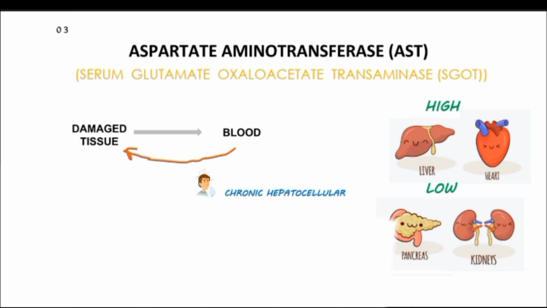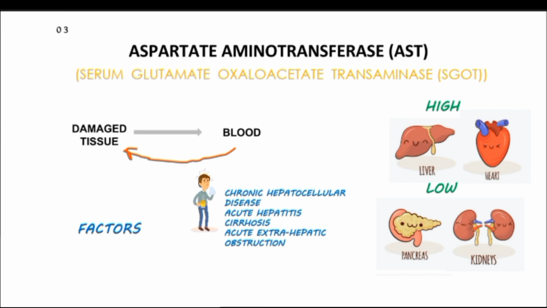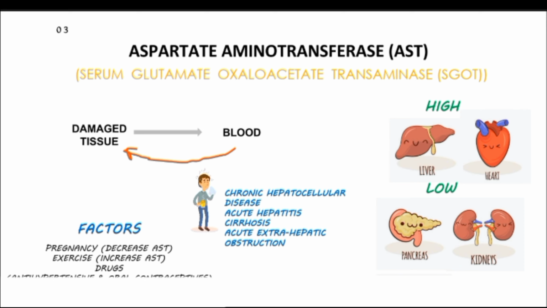AST level in blood is always high in patients with chronic hepatocellular disease, acute hepatitis, cirrhosis, and acute extrahepatic obstruction. Factors which interfere with the serum AST level include pregnancy, in which there is a decrease in AST level, exercise, which increases the level of AST, and drugs such as antihypertensives and oral contraceptives.